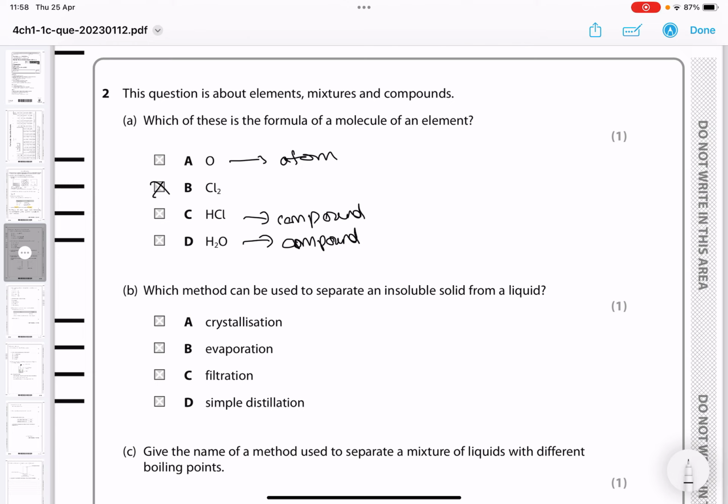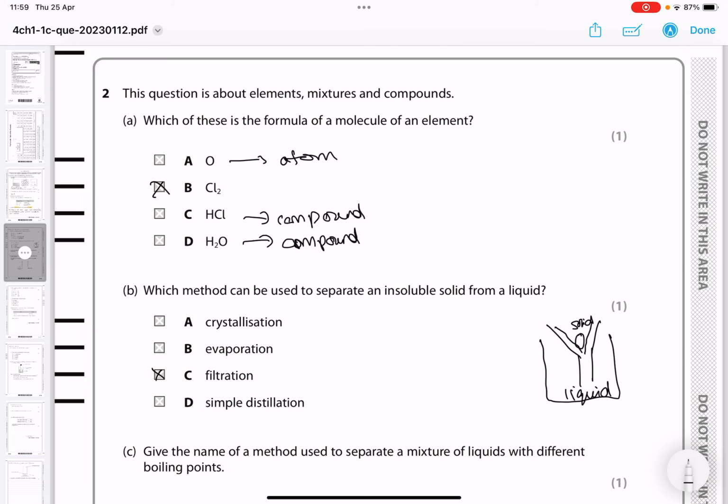Next question. Which method can be used to separate an insoluble solid from a liquid? Okay, so if you have an insoluble solid and you want to separate it from a liquid, the best way to do this is filtration. Because then if I draw a quick sketch here. Okay, that's my filter paper. You've got your solid, which is stuck here. That's your solid. And then the liquid drains out through the funnel and ends up as a residue. Okay, so that's your insoluble solid and that's the liquid. So C is the best answer.